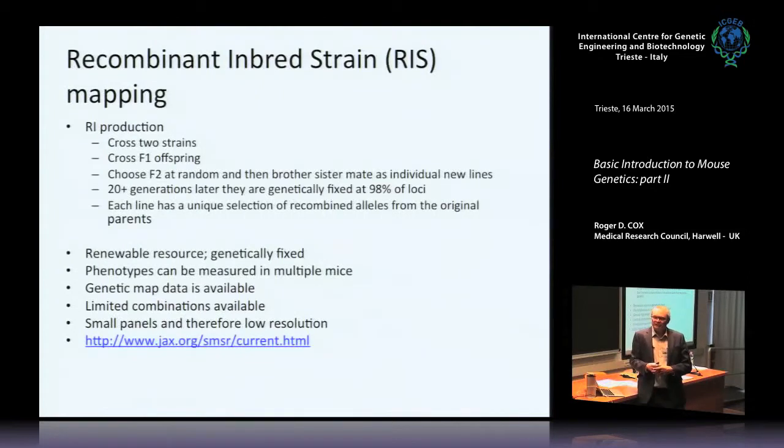Genetic map data is already available, so people have already genotyped them, so you don't have to do the genotyping, and the maps are made. The disadvantage is that there are limited combinations available, and they're small panels, so the resolution's lower. But it's worth considering, and they're out there still. You can buy them from Jax.